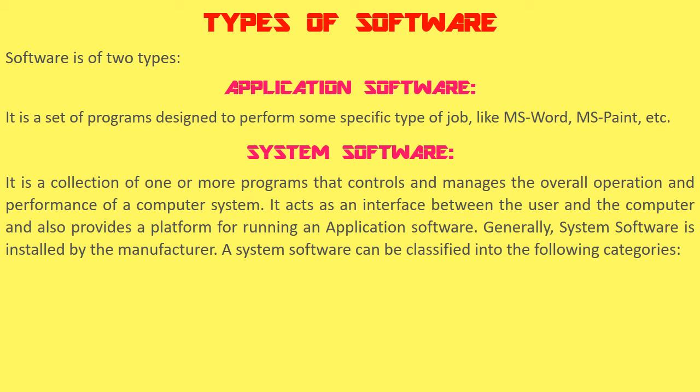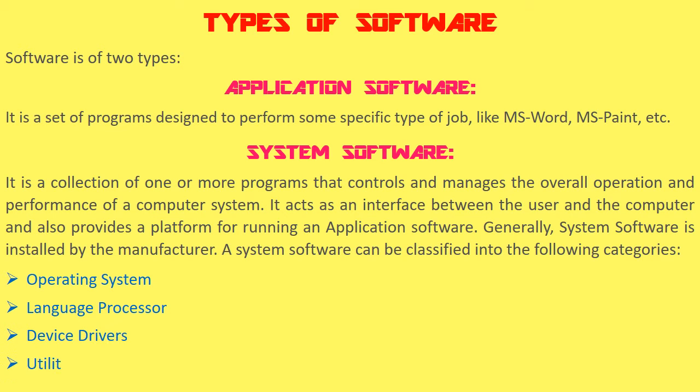System software can be classified into the following four categories. First is the operating system. Second is language processor. Third is device driver, and fourth is utility software.